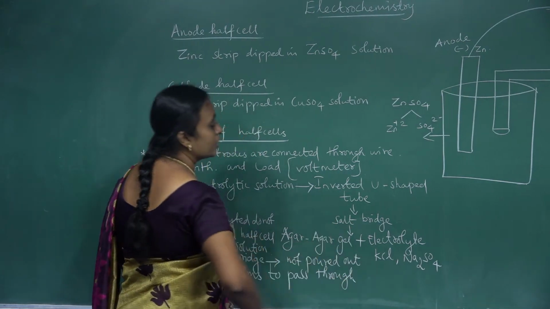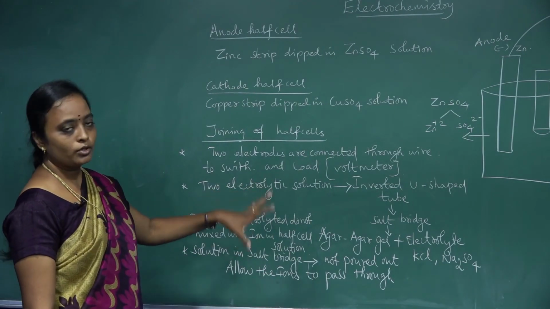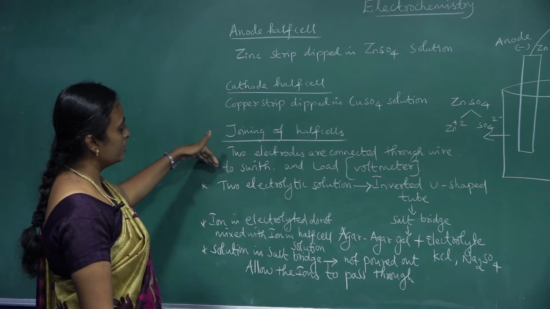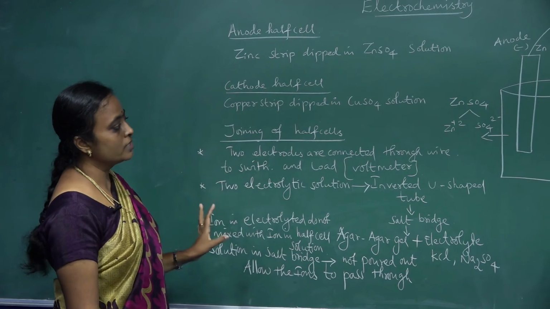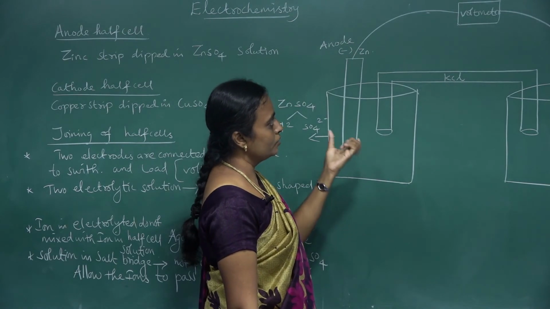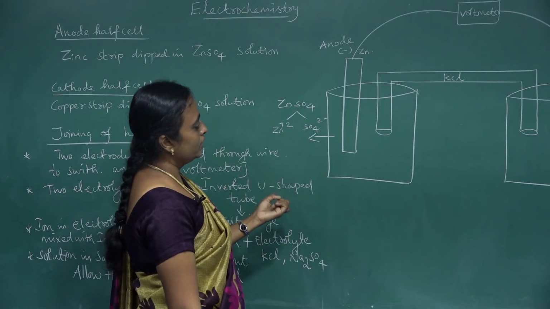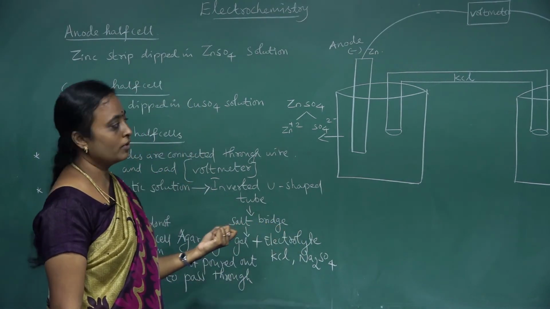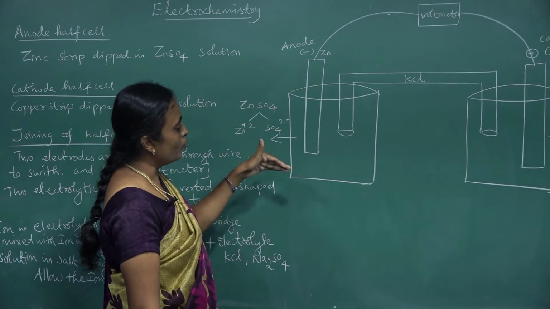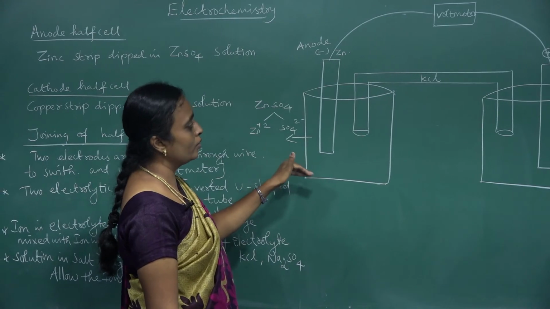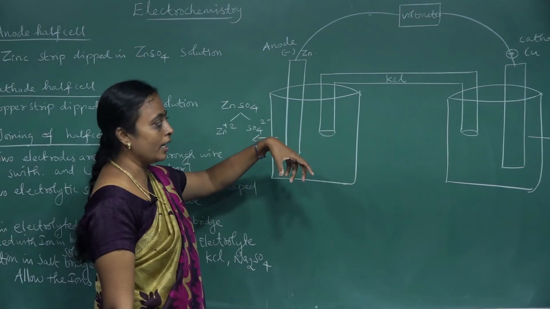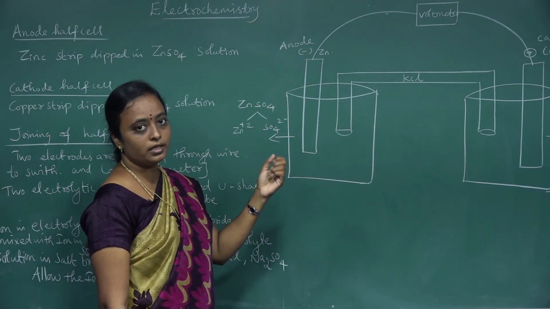This is the construction of an electrochemical cell. We have just seen about anode, cathode, and how you can connect the two half-cells. Next we will see what happened. Whenever the two half-cells are connected by using a voltmeter, as soon as the switch closes the circuit, there is movement of electrons from the anodic compartment to the cathodic compartment. This is due to the occurrence of a redox reaction, that will be a spontaneous reaction.